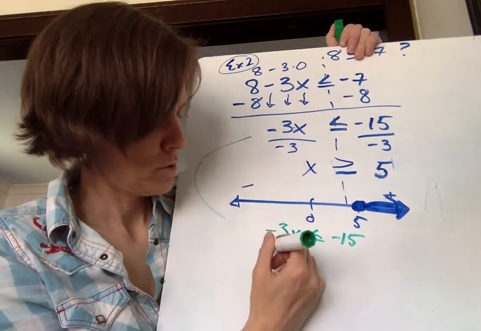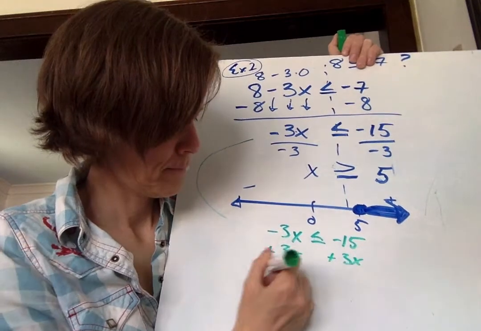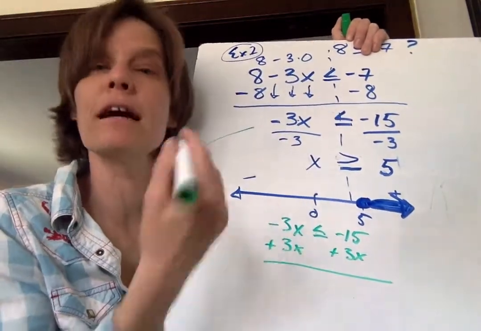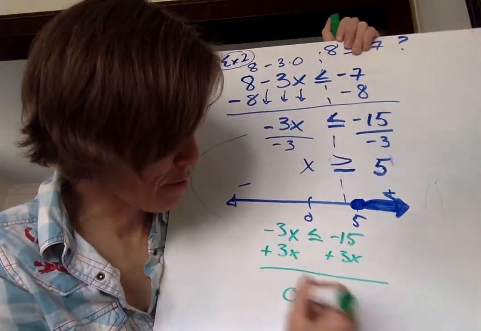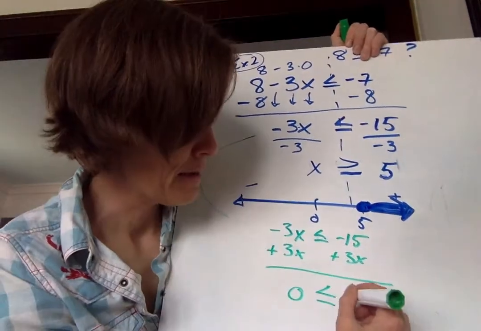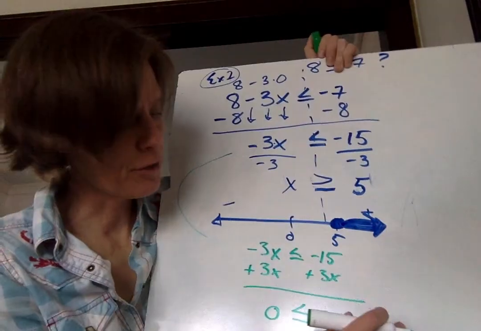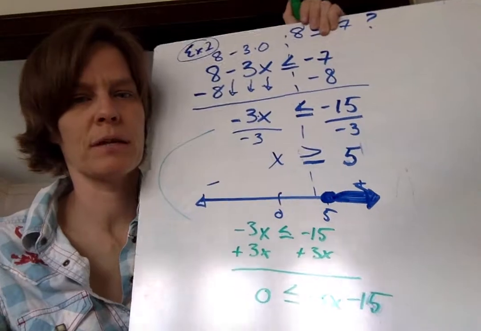Any number subtracting away itself, you get the identity under addition, which is 0. 0 is less than or equal to, now let's do this in an order we see, 3x minus 15. Now, I put the 3x first because it's what we're used to seeing. You see what I'm saying there?